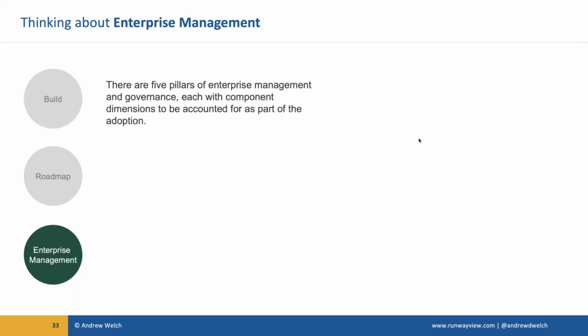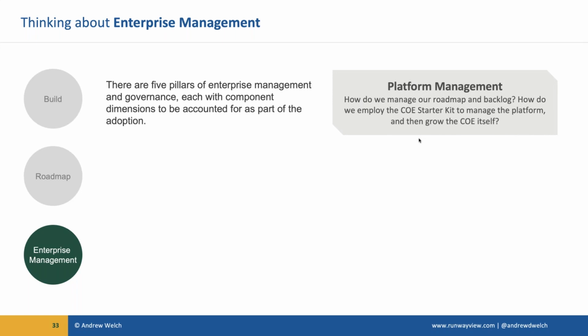Okay. So as we think about enterprise management, and as you go out into your organizations, or if you're a consultant, if you're a partner working with your clients, there's really 5 pillars of enterprise management, things that we need to account for on the platform. The first is platform management, right? What tooling are we using to manage the platform itself? Are we deploying the Center of Excellence Starter Kit, using the Power Platform Admin Center? How do we do that? What does our backlog look like? It's management, kind of bread and butter IT on the platform.